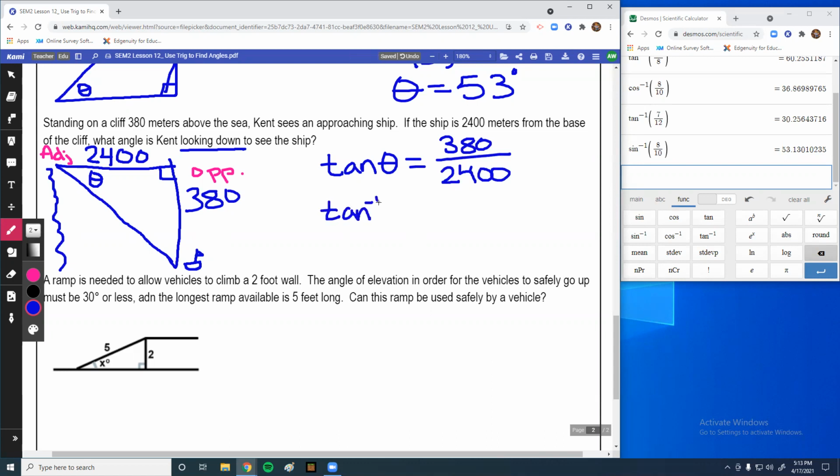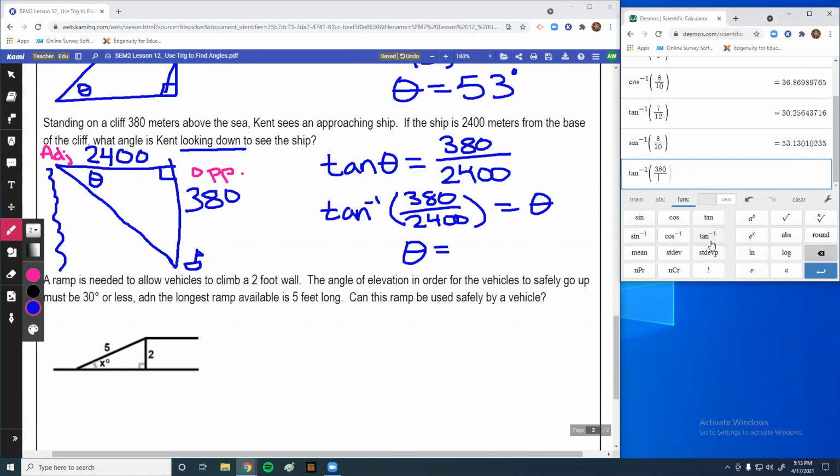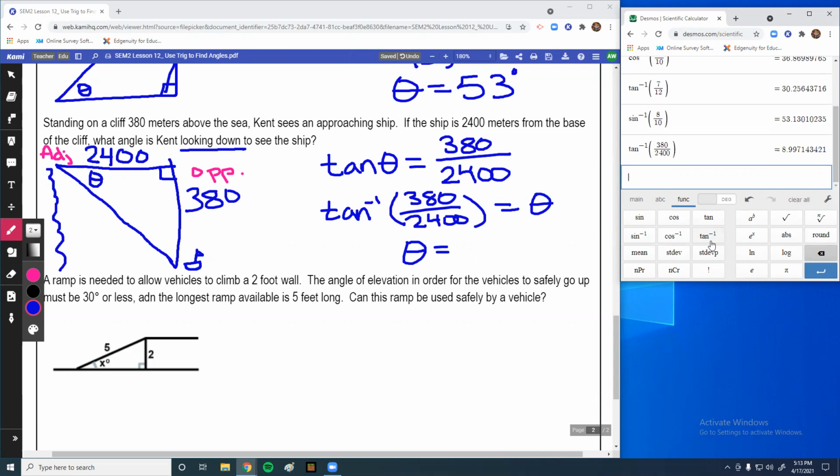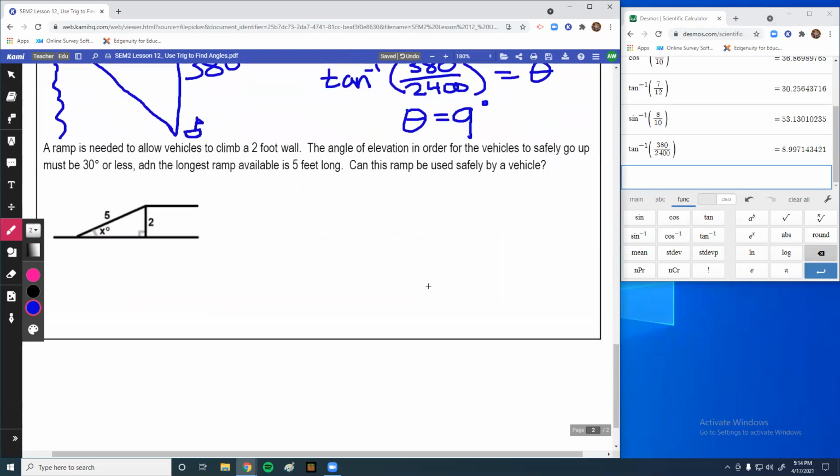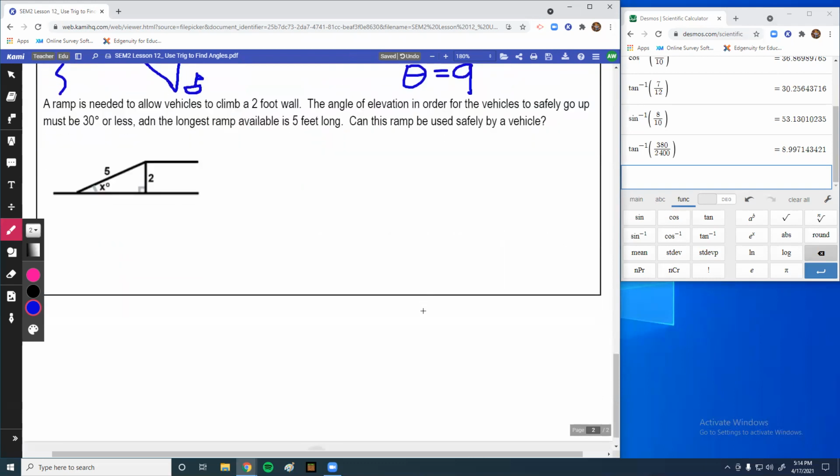So tangent inverse of 380 over 2400 is equal to theta. And now calculator time. Inverse tangent, 380 divided by 2400. 8.997. So we're going to round that up to a lowly 9 degrees. So our angle of depression was 9 degrees. All right, last one. And then we're done with solving for angles.